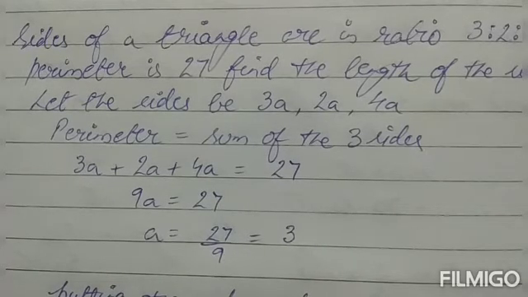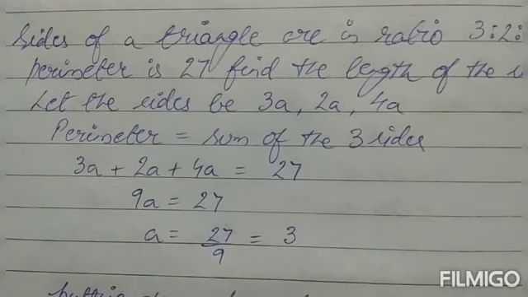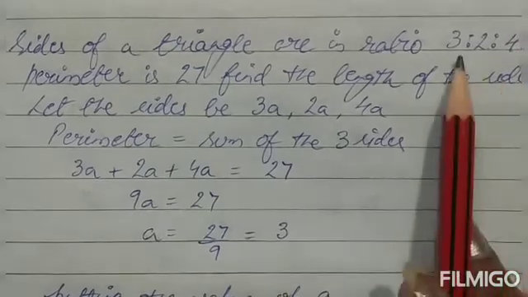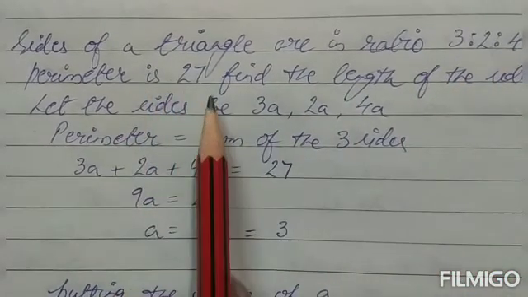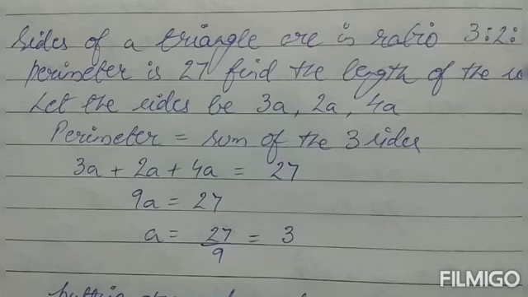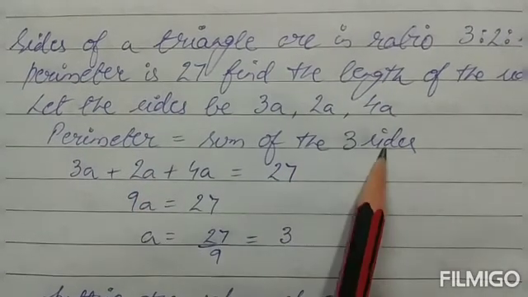Now I am explaining you question number 7, which says the sides of a triangle are in the ratio 3:2:4, as it is written here, 3:2:4, and the perimeter is given as 27. Now you know, children, what perimeter is? Perimeter is the sum of all the sides of a triangle.